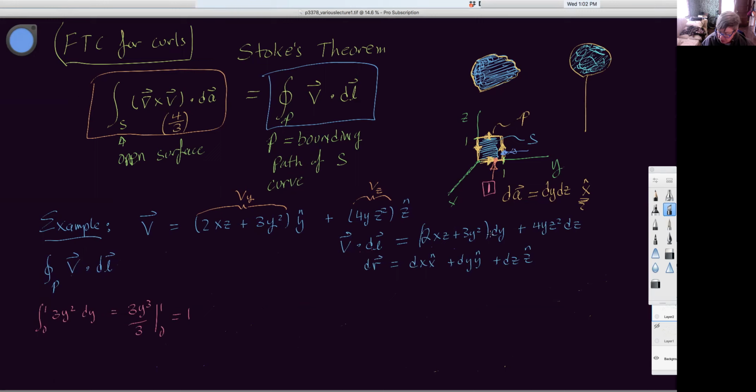Dy is 0. Y doesn't change. So I can get rid of this term. It's only going to be this term. So that's going to be the integral from 0 to 1 of 4yz squared dz, okay? And so that's going to be 4, and y is 1 all the time, so it's just going to be 4 times z cubed over 3 from 0 to 1, and that's just 4/3, okay? All right, so this guy over here is 4/3, okay?